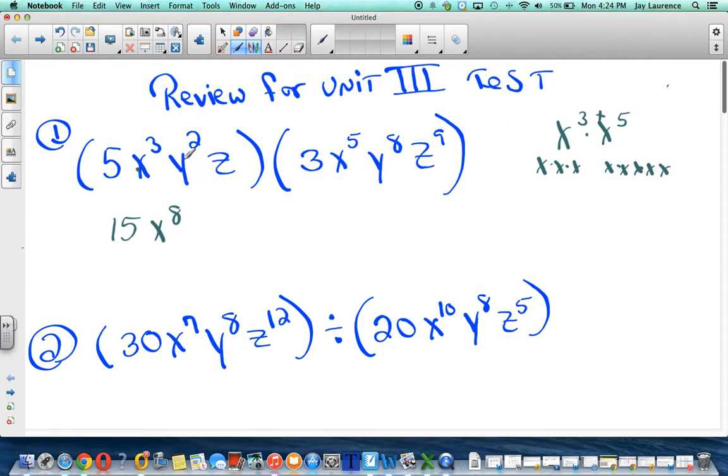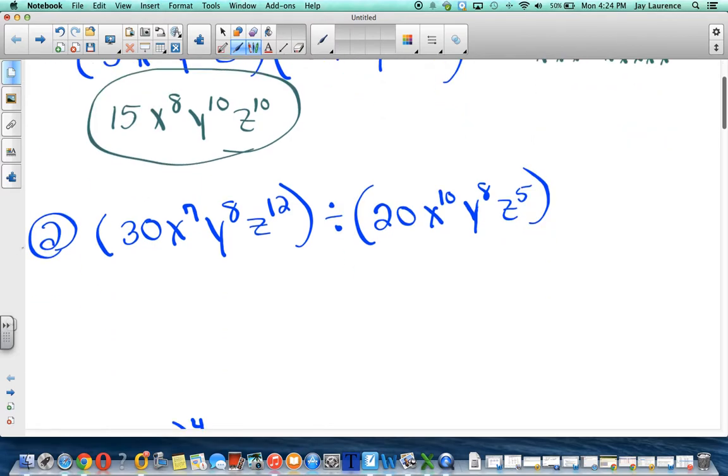All right, the y's are y to the 10th, right? Y squared times y to the 8th. And the z's are, did I fool you? Did you think it was z to the 9th? It's not. Remember, there's a little 1 there, so it's actually z to the 10th as well. And there you go.